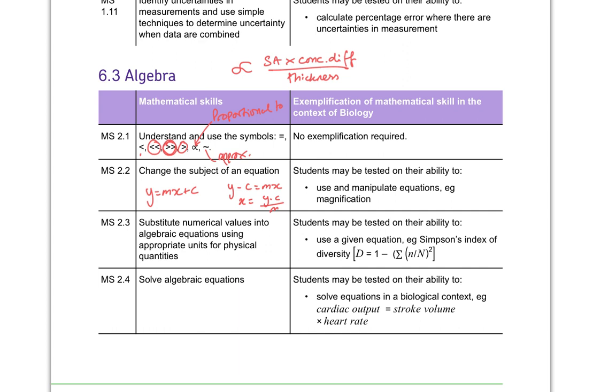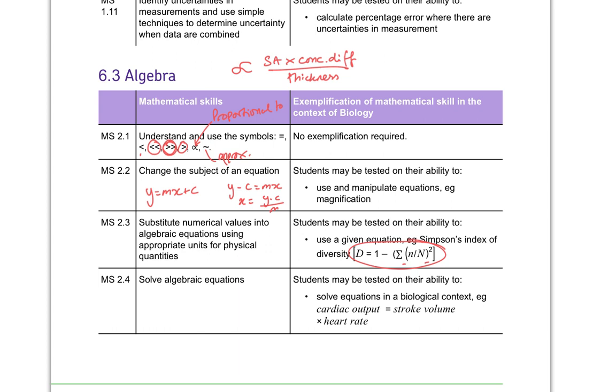2.3 is just about putting numbers into equations. Again, just do it carefully. Generally straightforward, but brackets can cause a problem. So when you square and when you divide, just be careful.